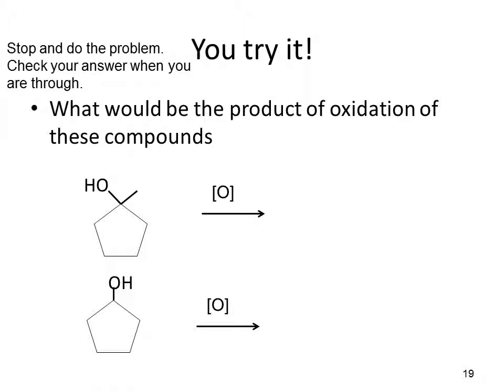Okay, now pause the lecture and try these 2 problems. What would be the product of oxidation for these 2 compounds? Remember to remove a hydrogen from the carbon that the oxygen is attached to, and remove a hydrogen from the oxygen that is attached. It will form a double bond between the carbon and oxygen then.